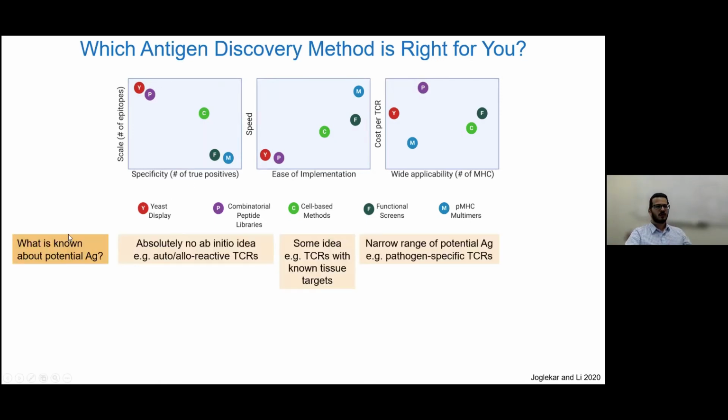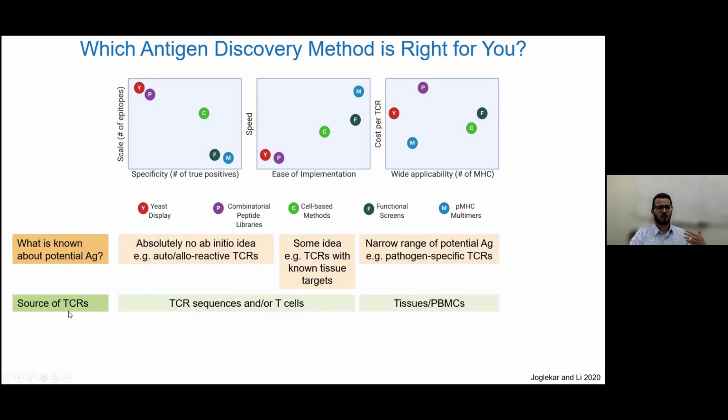So let's start with, what do you know about the potential antigen for the project that you have in mind? If you have absolutely no idea what a given TCR, or T cells of interest, are recognizing, such as alloreactive TCRs, for example, you can look at yeast display or combinatorial peptide libraries, because they're truly degenerate. If you have some idea of what the TCRs might be recognizing, for example, TCRs that are known to react to certain tissues, you can use cell-based methods. But if you have a narrow range of antigens, for example, if you want to look at pathogen-specific TCRs, then functional screens or multimers are the right methods.